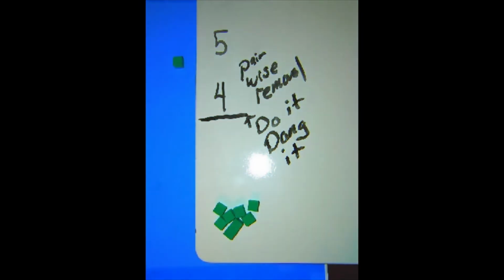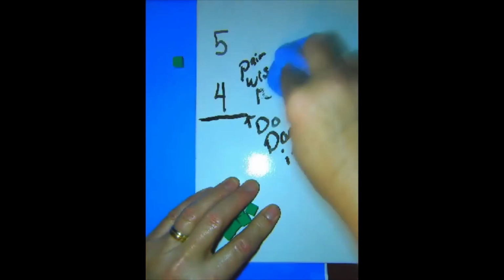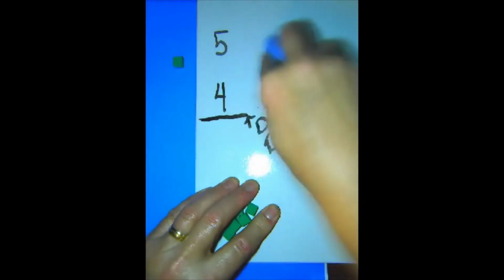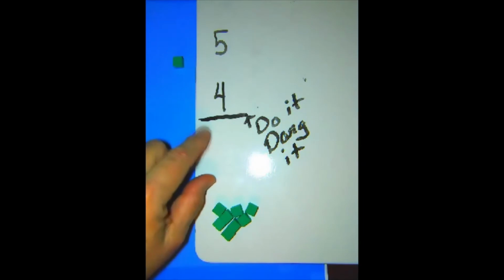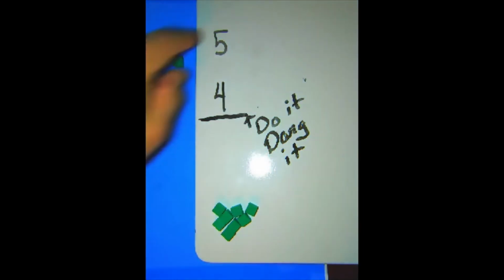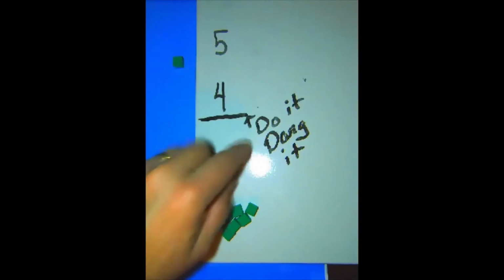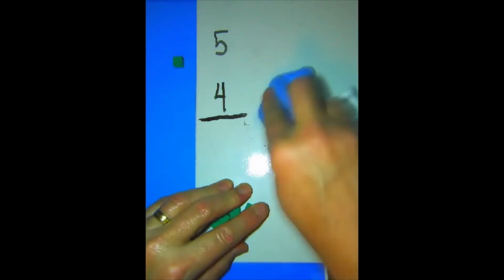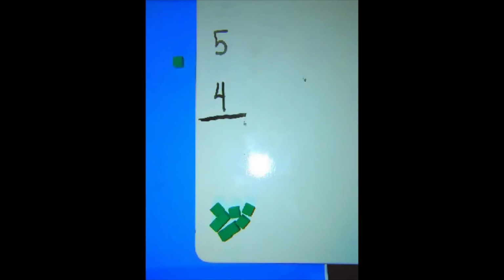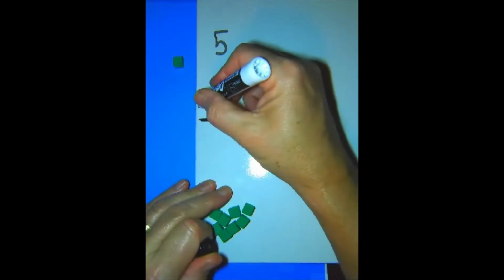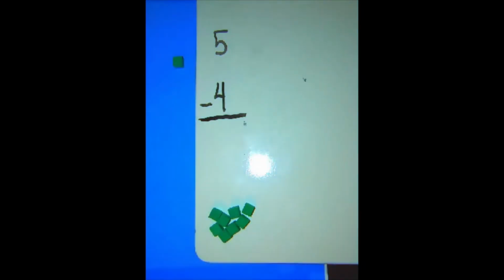And what it's going to tell us to do is to do a pairwise removal. So if I see a symbol that looks like this, it tells me I'm going to represent 5, I'm going to represent 4, I'm going to do it, dang it. Well, what is it that I am going to do? We're going to do the action of pairwise removal, and we show that action with this symbol. And of course, the operation that generates is that of subtraction.